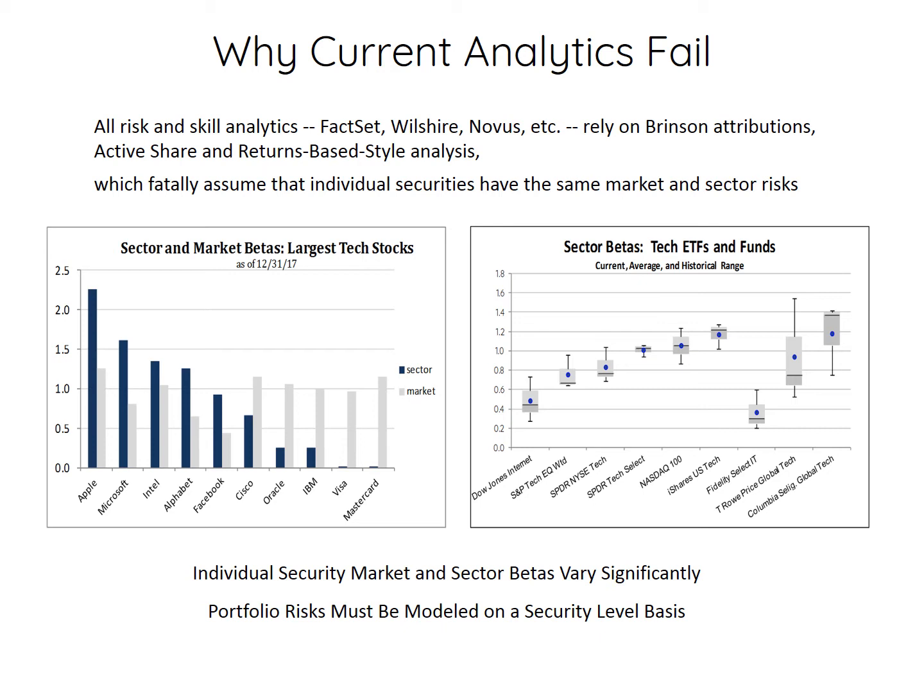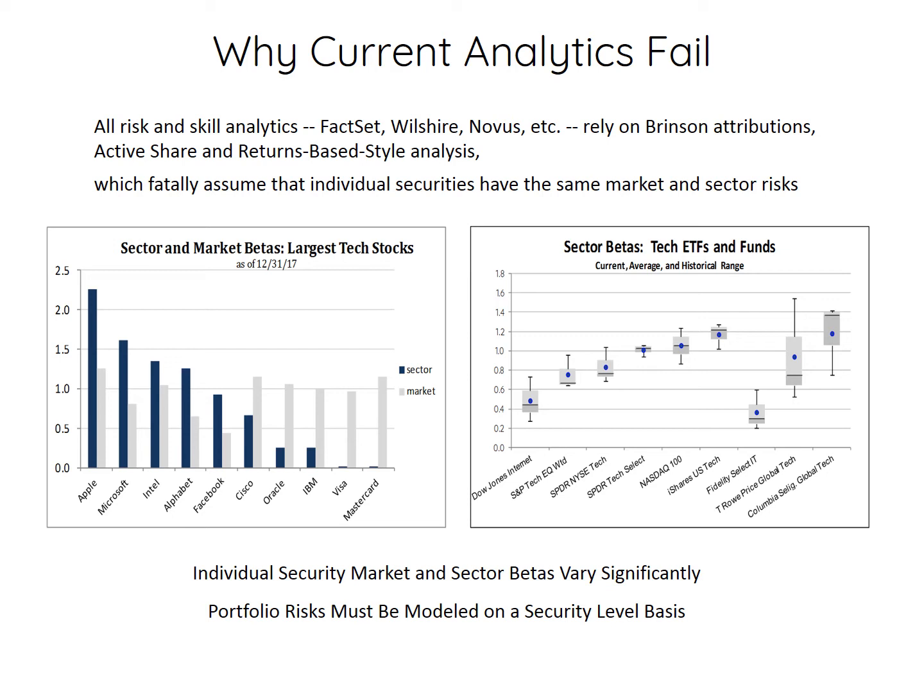For example, Apple's recent market beta was 1.3, while Google's was only 0.6. Apple's tech sector beta was 2.3, while Oracle and IBM each had tech betas of 0.2. You might expect, as I did, that these differences in individual security betas would wash out in large portfolios. They don't. For example, the major tech indexes and the largest tech funds have current sector betas that range from 0.4 to 1.4. Clearly, individual securities have very different impacts on portfolio risk exposures.